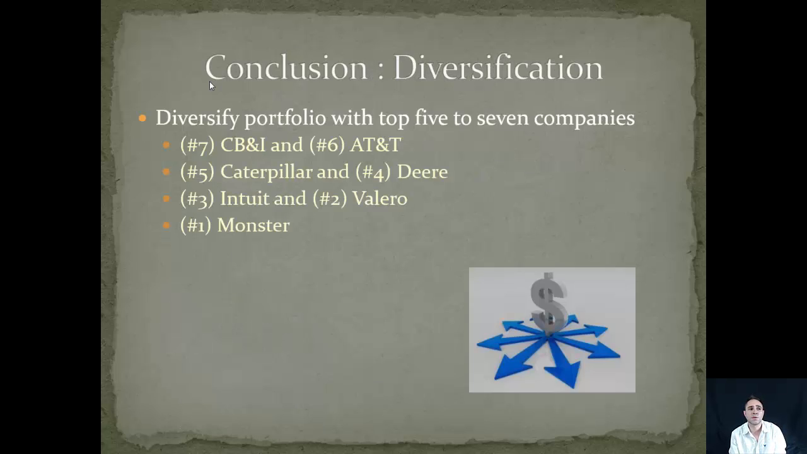In conclusion, I would like to give the suggestion that going forward, I would look into diversifying my portfolio with possibly the top 5 to 7 companies that I discussed today. Number 7 being CB&I, and number 6 being AT&T. The heavy machinery companies of Caterpillar and Deere being number 5 and 4. Intuit, number 3 company, and the number 2 company being Valero. And finally, my top pick being Monster.